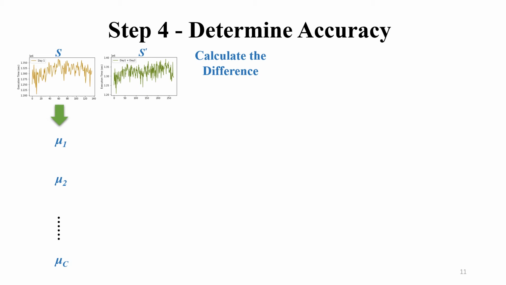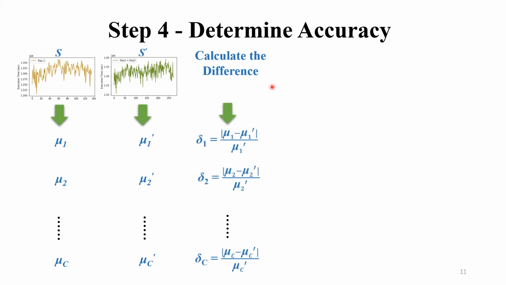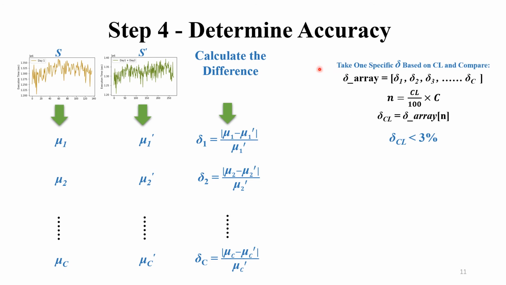After we successfully obtain mu1 to mu-c, we do the same to the sample set S prime to obtain the mean performance from mu1 prime to mu-c prime. Accordingly, we can easily calculate the percentage error delta from delta 1 to delta c. After that, we take one specific delta based on the user predefined confidence level, and we call it delta confidence level. Finally, we compare the delta confidence level to the user predefined maximum allowed error. If it's within the error, we can stop our testing and report the results. If it's not, we have to continue testing.